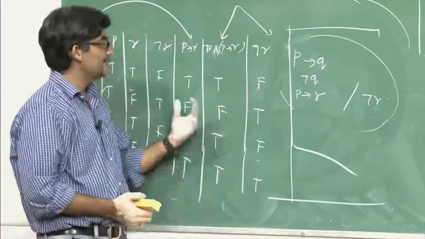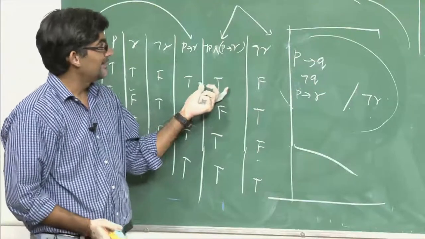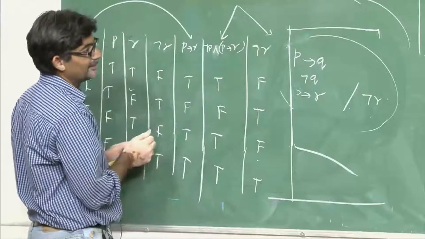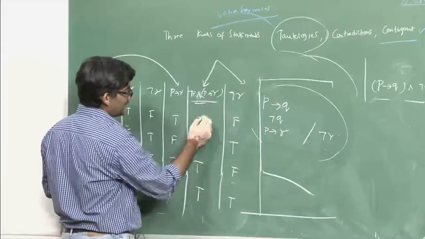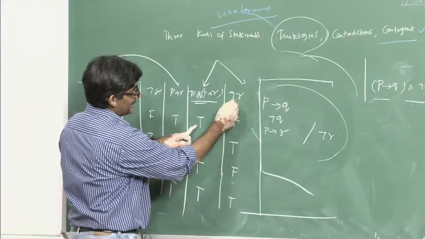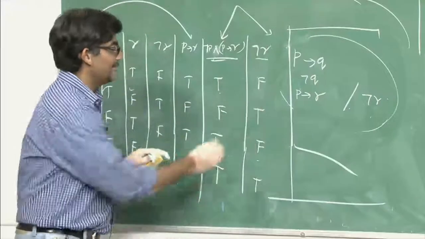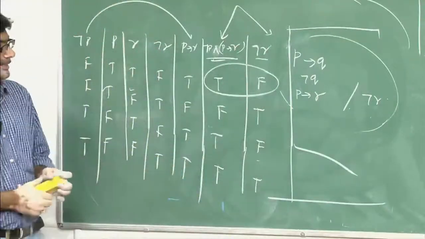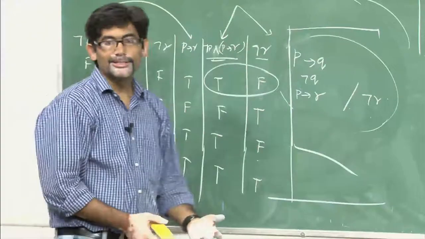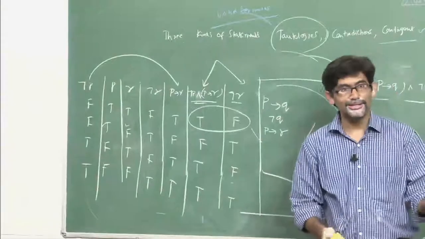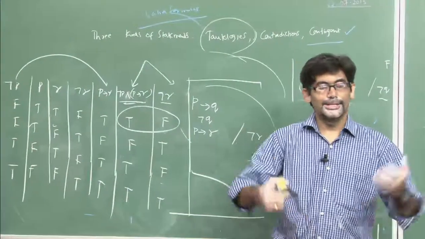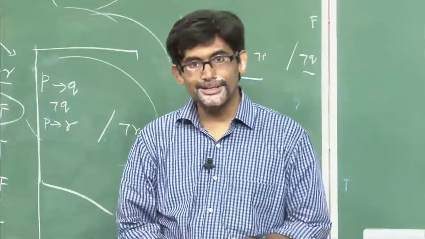Is there any row in which you have true premises and a false conclusion? Clearly you have this particular row in which your premises are true, that means not P and P implies R are true, and the right-hand side is false. So this row is sufficient to show that this argument is invalid. You do not have to inspect any other row, because invalidity requires at least one counterexample. If you come across one counterexample in which your premises are true and the conclusion is false, then obviously the argument is invalid.